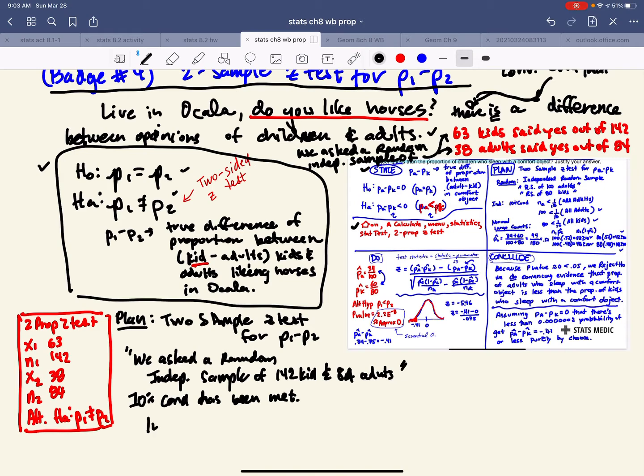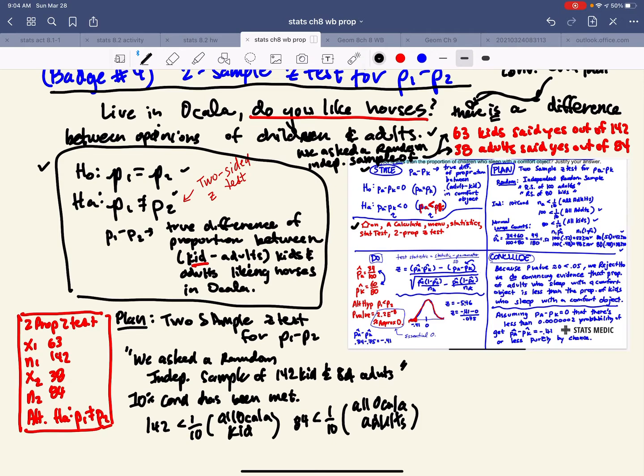Because 142 is less than 10% of all Ocala kids. Ocala is not a tiny town, so it's fair to assume there's more than 1,420 kids there, right? And also with adults, it's more than fair to assume that there's that many Ocala adults. And those are the people we're interested in making an inference about.